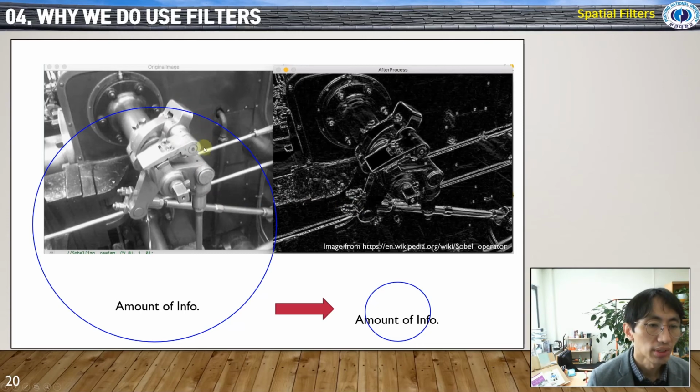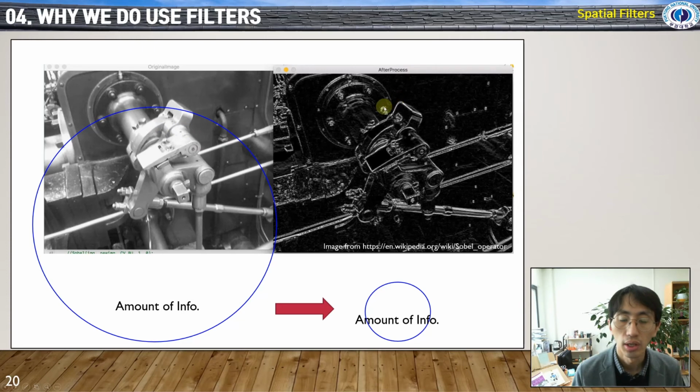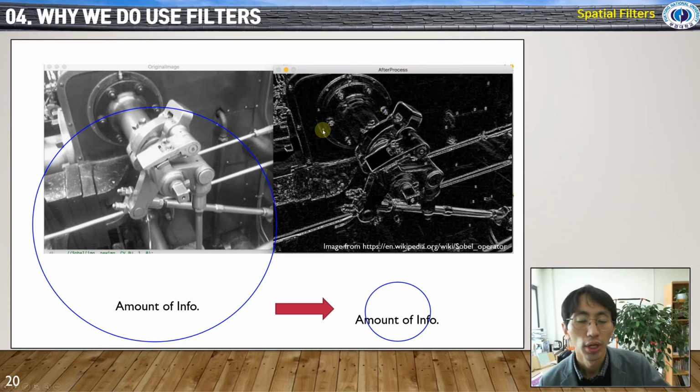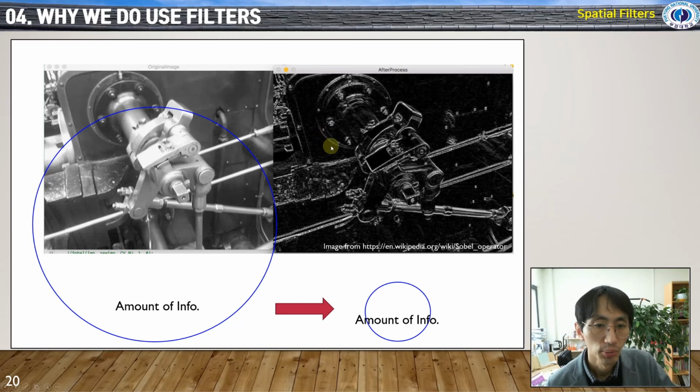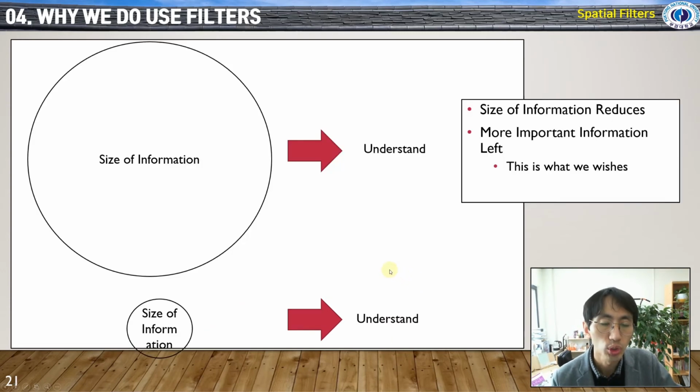In the original image, we have lots of information, and there is color information here, there is lots of information here, right? The color changes here. This is brighter, and this is darker, even in the same object, right? But in the processed image, the information has been reduced a lot. All the color information has been removed, and only the edge information is left. Okay, then the amount of information has been reduced. Then why do we want to reduce this information?